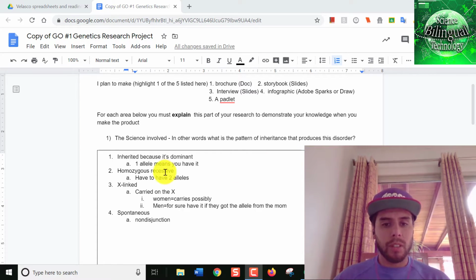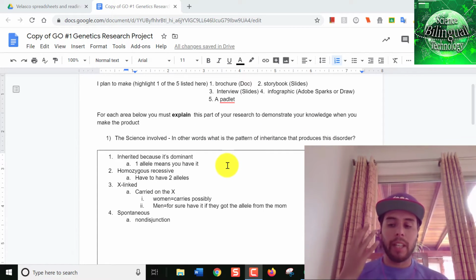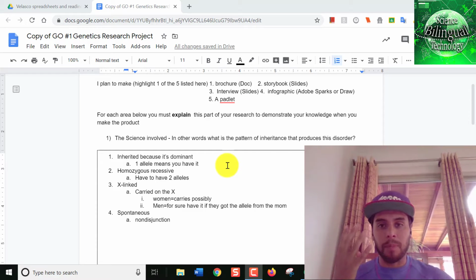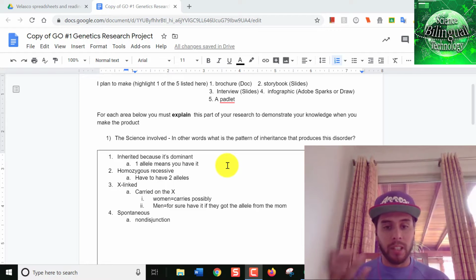Okay, I want to explain what you need to do here in the part where it says science involved. So notice it says, in what are the patterns of inheritance that produce this disorder? So you basically have four options as a human of ways to get genetic disorders.